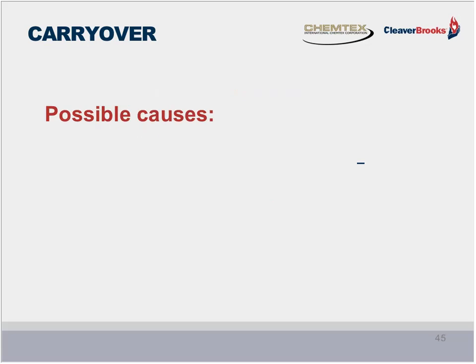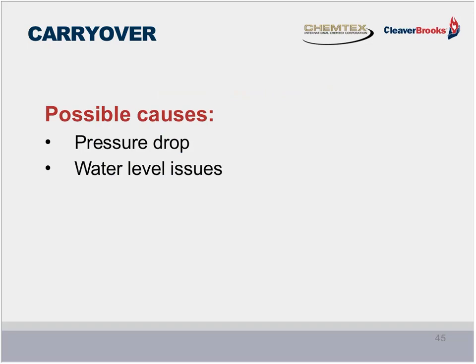But let's talk about some of the possible causes of carryover, and we'll go through a few of these, and hopefully this will ring a bell from something that might have happened in a plant that you've been associated with. Obviously, pressure drop is one. Steve alluded to water level issues. There's always the opportunity for contamination coming back from a condensate failure, from a heat exchanger failing and bringing some sort of process material back to the boiler. And, of course, chemical feed is another source of possible carryover and priming in a boiler.